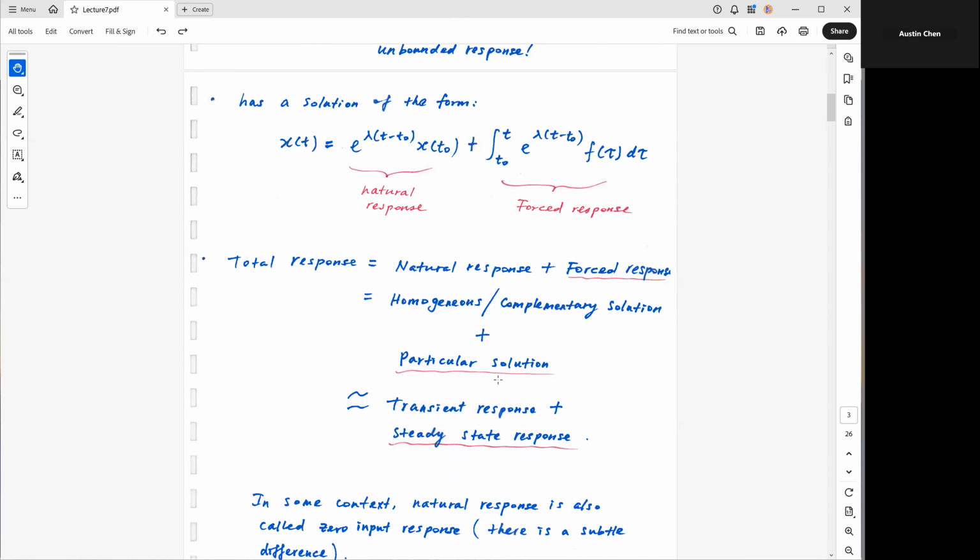The total response can be expressed in several different ways. For example, natural response plus the forced response, as I mentioned over here. Or from the context of differential equations, we can use homogeneous solution, also known as complementary solution, plus particular solution. In circuit analysis, we prefer to use something called transient response and steady state response. So when we combine the transient response and steady state response, we can get our total response.